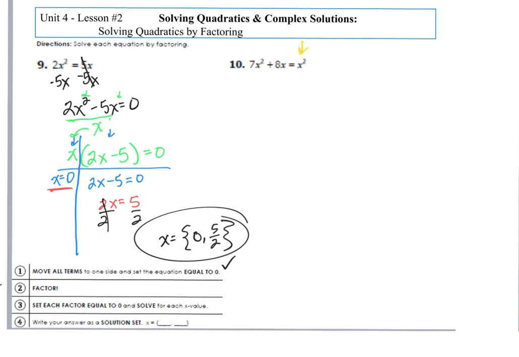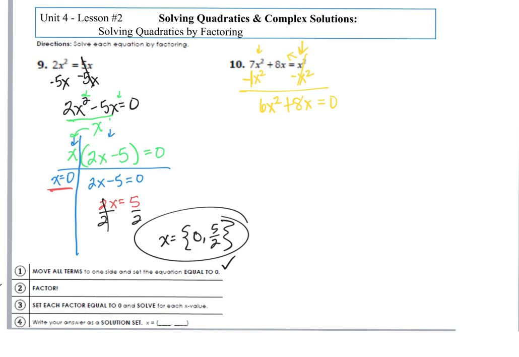Okay, number 10, we have 7x squared plus 8x equals x squared. So this x squared here on the right, we need to move it to the left side of the equal sign. So I'm going to subtract x squared. And notice it's an x squared, so it can combine with the 7x squared. They're like terms. So 7x squared minus 1x squared is 6x squared. Remember, if it doesn't have a coefficient, there's an implied 1 there. Don't forget that. Plus 8x, and this is equal to 0.